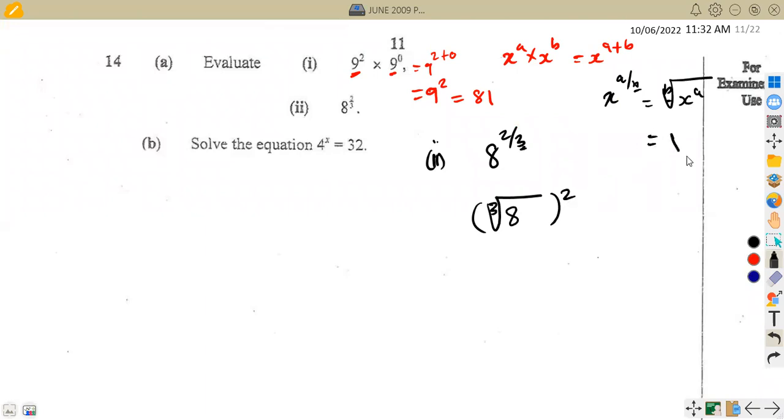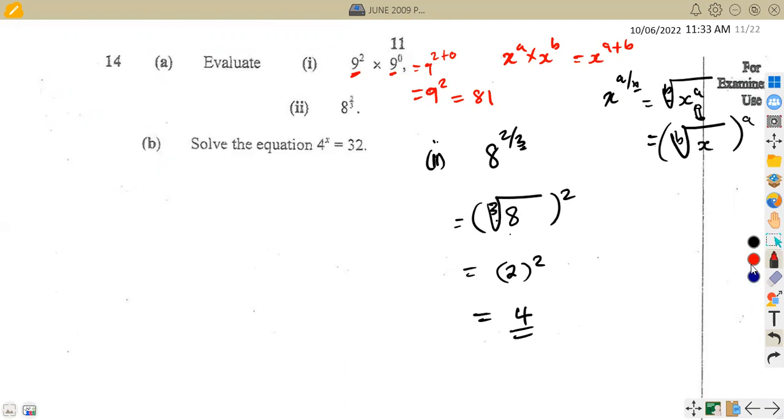So here you can present it like this: the bth root of x, everything to the power of a. These two are just one and the same. Okay. So what does it mean from this part? We need to find the cube root of 8, a number that multiplies itself 3 times to give us 8, which is 2. Then 2 to the power of 2, that's 2 times 2, which is 4.